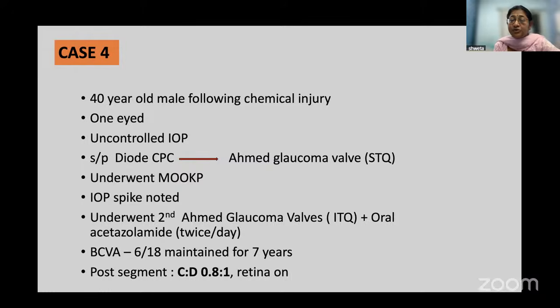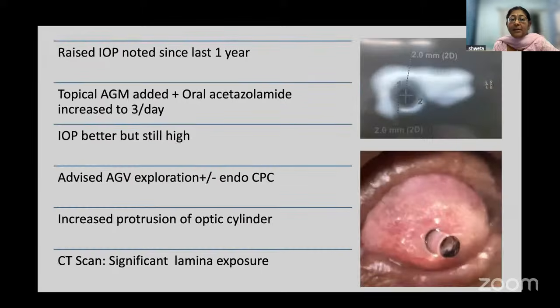Case 4 is a patient who had undergone an MOKP procedure almost 7 years back and has been maintaining a vision of 6/18 following a chemical injury, but had uncontrolled pressures. We had already put 2 tubes in his eye and had undergone diode CPC earlier. His disc was around 0.8:1. But for the last 1 year, we were noticing an uncontrolled pressure again.